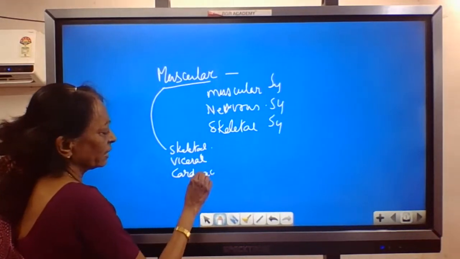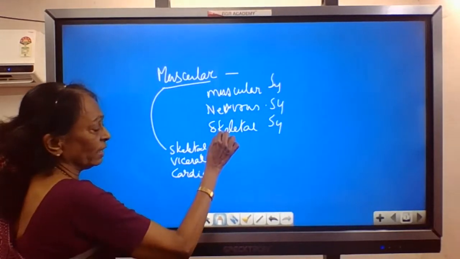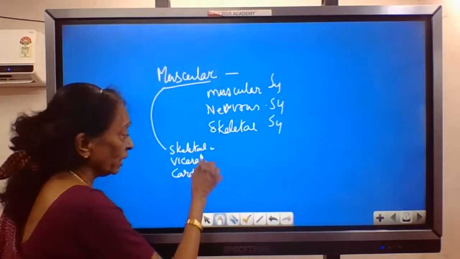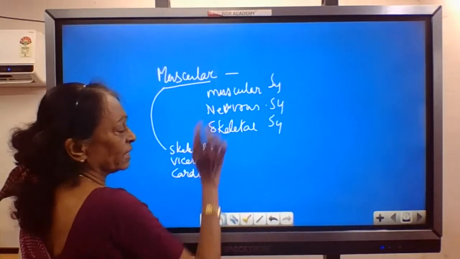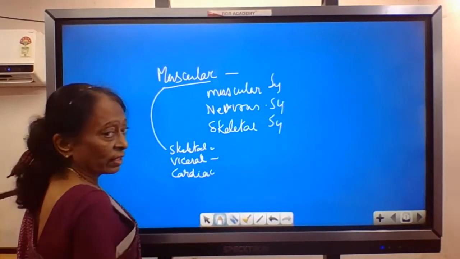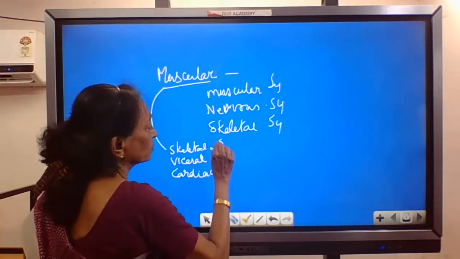Skeletal, visceral, and cardiac muscle. Now, the skeletal muscles, as you know, are attached to the skeleton and bring about movement. So they are called skeletal muscle because they are attached to the skeleton. And visceral muscles are present in the inner organs. The skeletal muscle is also known as striated muscle.